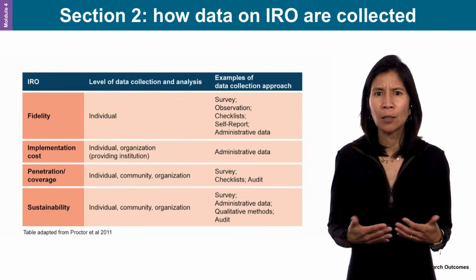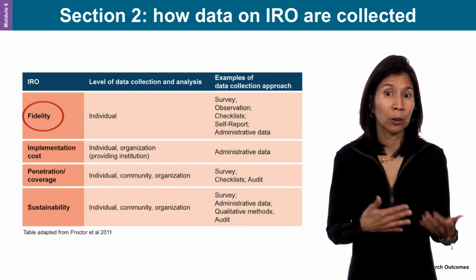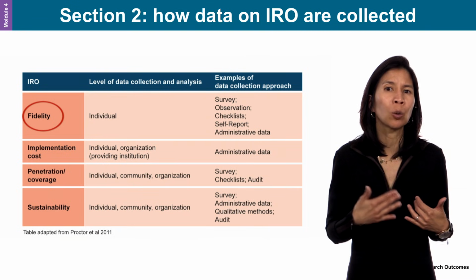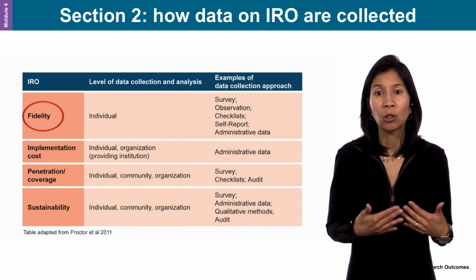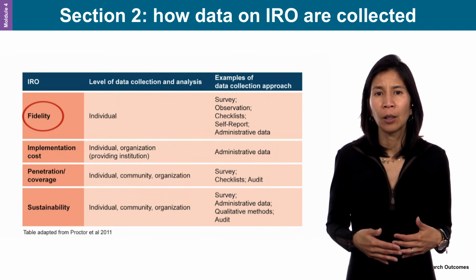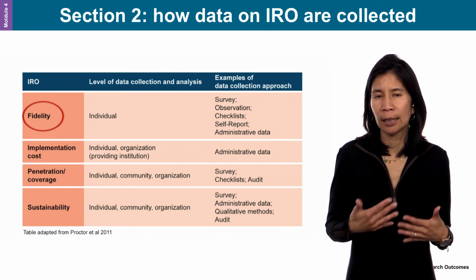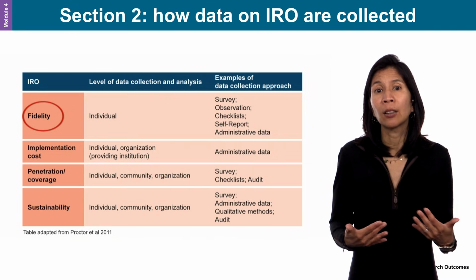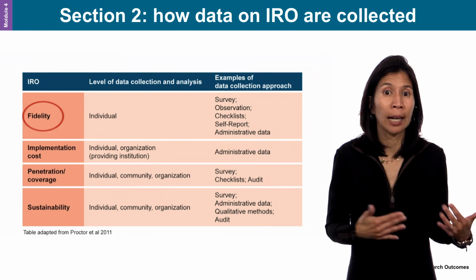Continuing on to the last four implementation outcomes, fidelity, the degree to which an intervention was implemented as planned, can be measured at the individual level through survey, observation, checklists, self-report, and administrative data. For example, if assessing the fidelity of a counseling session as an intervention, an independent observer could sit in on the session and complete a checklist to ensure that the session was delivered as planned.